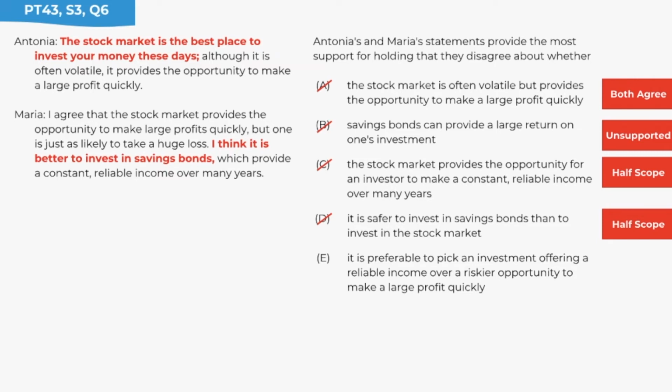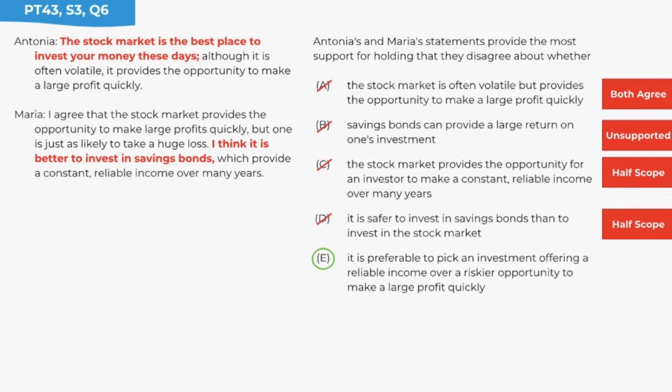So yes, this is something that they would disagree with each other about. And notice the word preferable. That matches up very well with the language inside of each of their recommendations. Maria is saying that it's better to invest in savings bonds, while Antonia is saying that the stock market is the best place to invest your money. So there's a level of subjective recommendation going on in both of their claims.